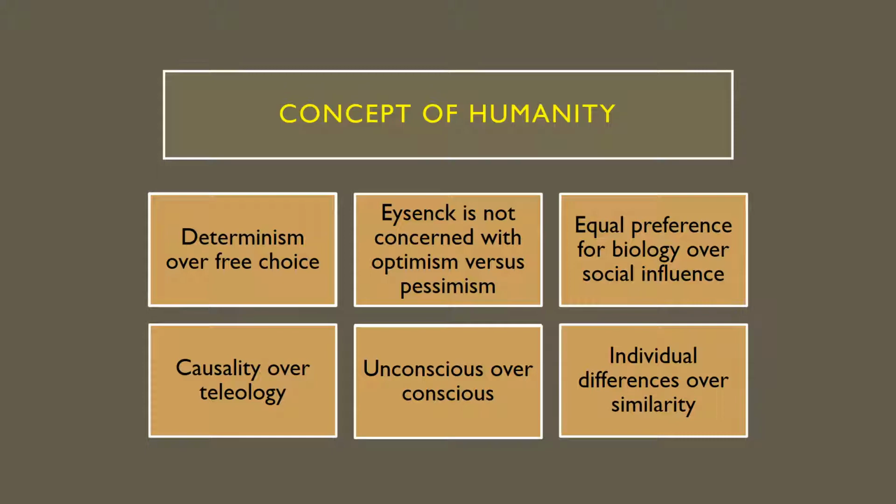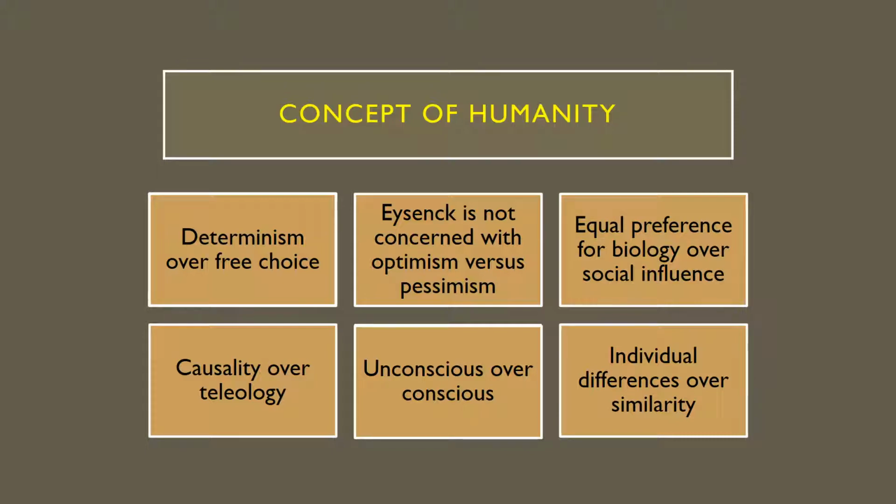Let's look at Eysenck's concept of humanity. On the determinism versus free choice dimension, Eysenck's theory sides somewhat toward the deterministic view, but only slightly. Regarding optimism versus pessimism, Eysenck is mostly silent. But on teleology versus causality, he comes down on the side of causality. On the question of conscious versus unconscious determinants of behavior, Eysenck's approach leans toward unconscious determinants insofar as people are mostly incapable of being aware of how genetics and brain processes affect their behavior and personality.